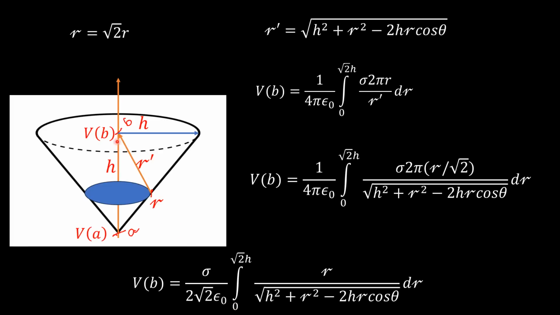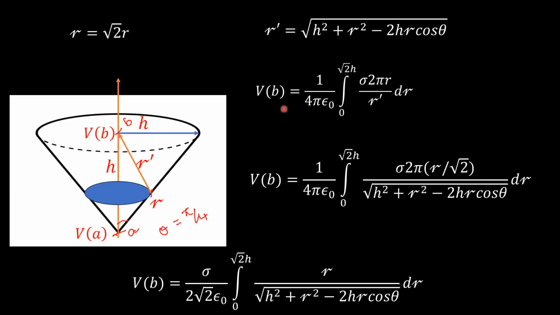Here the R prime is enclosed by two arms, that is this side h and this side script r. So according to the cosine rule, script r prime is equal to the square root of h squared plus script r squared minus 2h script r cos theta. Remember that here theta is equal to pi by 4, already we have seen.